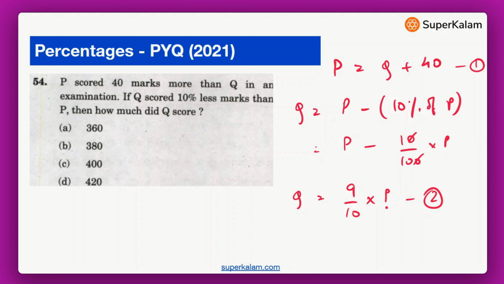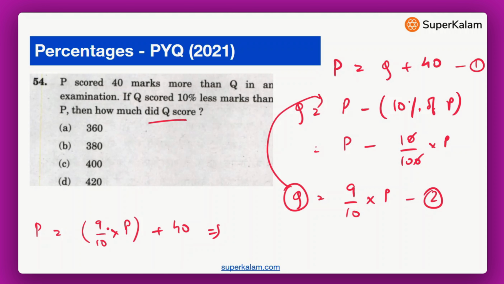This is the result of the second statement. Now we have to find Q. If we use the second statement and replace the Q with this value, we will easily solve for one of the variables. Statement 1 will become this, and if we take this here, then P by 10 is equal to 40. So P will become 400. And naturally Q will become P minus 40, that is 360. So the answer here is 360.